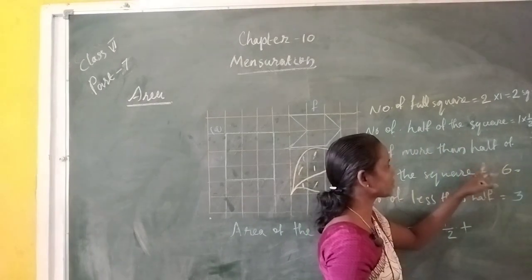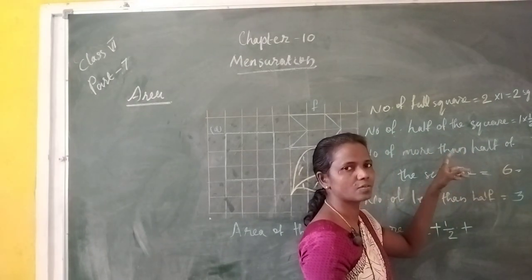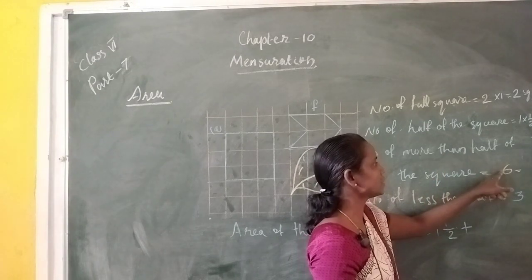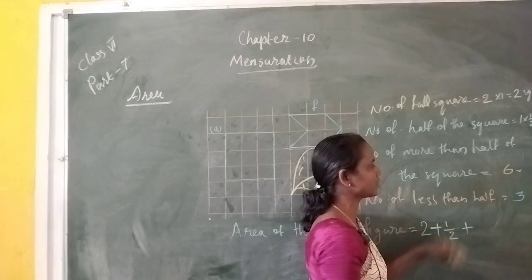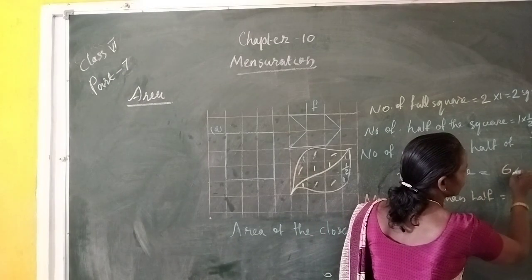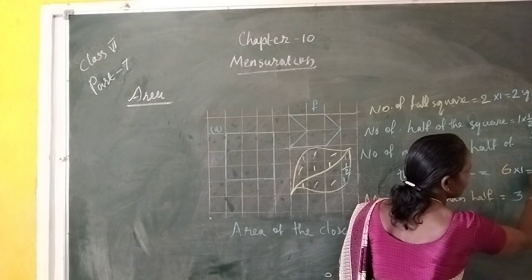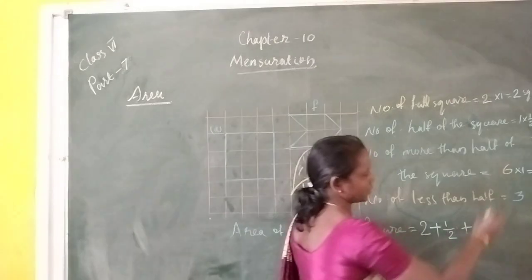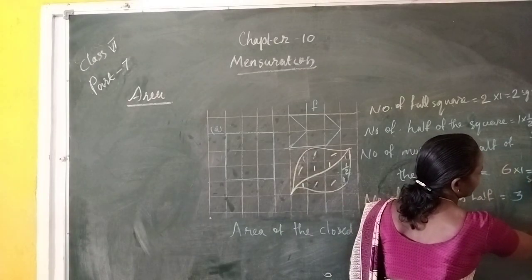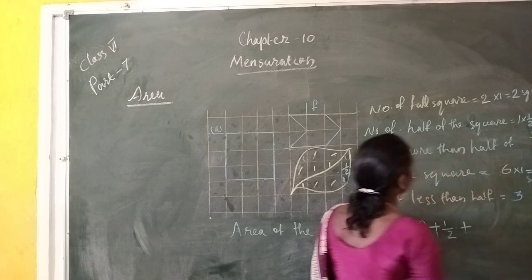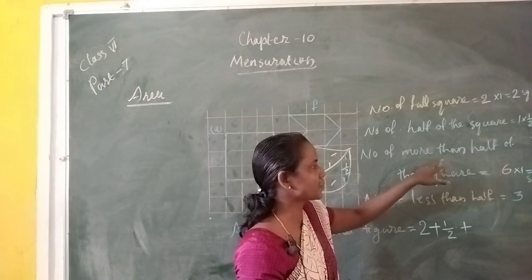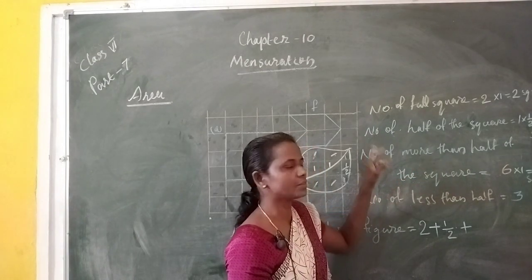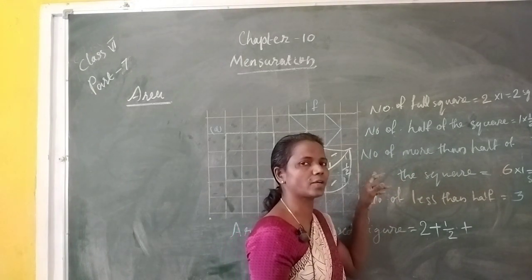Means 1 more than half of the square we take 1. So here there are 6 more than half of the square. So we take 6 into 1 is equal to 6 square unit. So more than half of the square will come, this we take as 1 square unit.